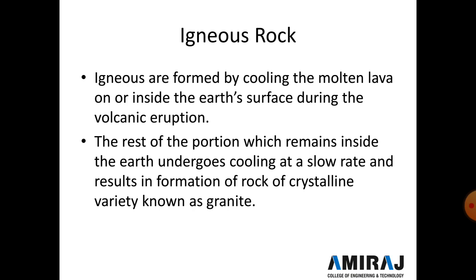First is igneous rock. Igneous rocks are formed by cooling molten lava on or inside the earth's surface during volcanic eruption. The portion of the lava which comes outside the surface cools quickly and forms rock of non-crystalline nature, known as basalt. The rest of the portion which remains inside the earth undergoes cooling at a slow rate and results in the forming of rock of crystalline variety, known as granite.